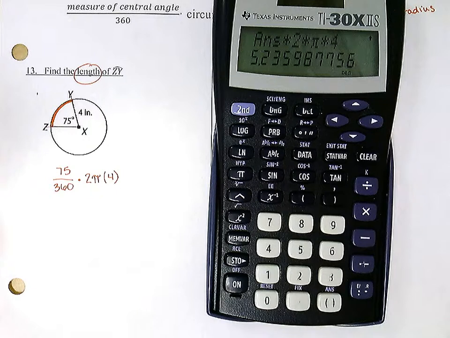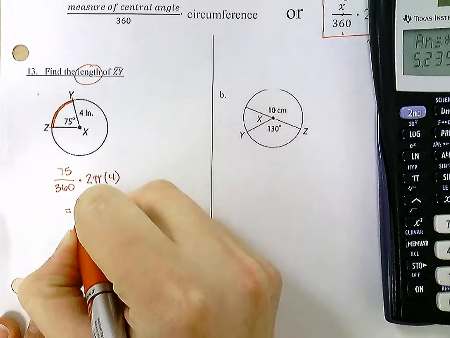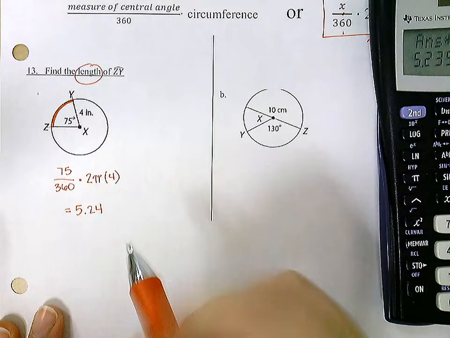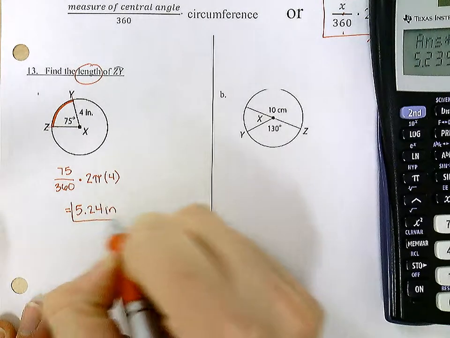If you say 75 divided by 360 and start multiplying right away without pressing enter, it's going to multiply that 2 pi and that 4 into 360. So you will get an incorrect answer. So that's why I pressed enter first after I got my fraction. So since I have my answer here, I have it equal to 5.24, and this radius is in inches, so I can write my label in inches here for my arc length.